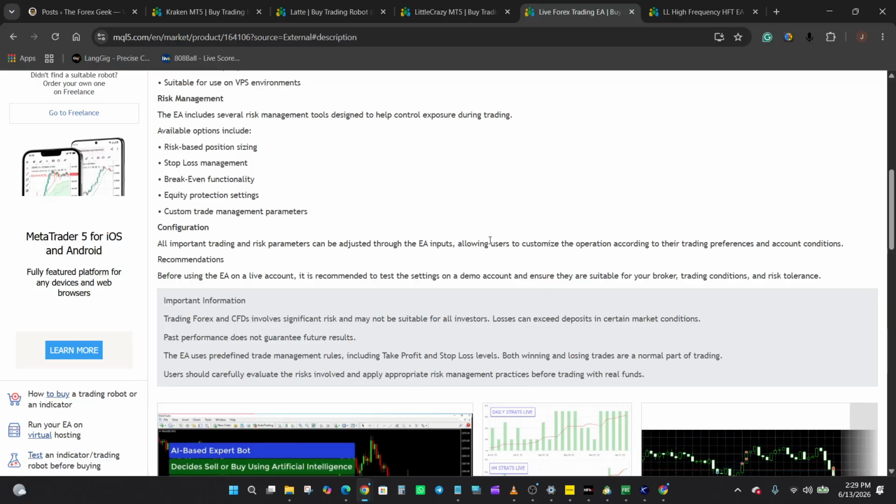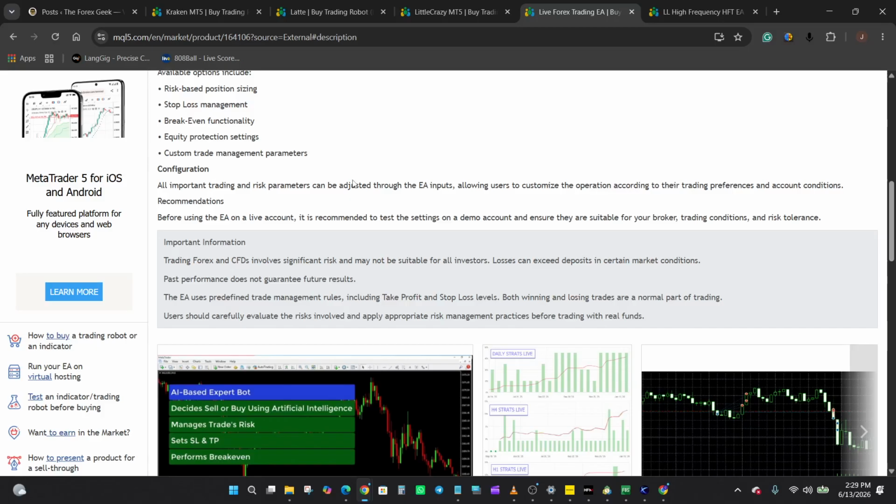In addition, the EA includes equity protection features and advanced trade management options designed to help users control overall account exposure. Okay, so moving into the configuration section, the developer notes that all major trading and risk parameters can be adjusted through the input settings. This flexibility allows traders to customize the EA according to their account conditions and preferred level of risk.